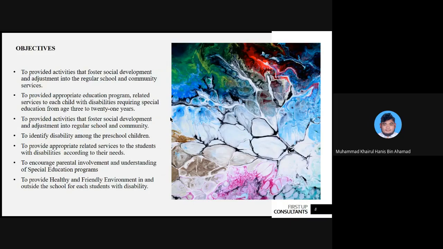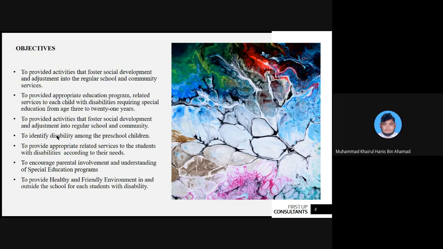Okay, the objectives of special education are first, to provide activities that foster social development and adjustment into the regular school and community service. Second, to provide appropriate education programs and related services to each child with a disability requiring special education from age 3 to 21 years. Also to identify disabilities among preschool children.